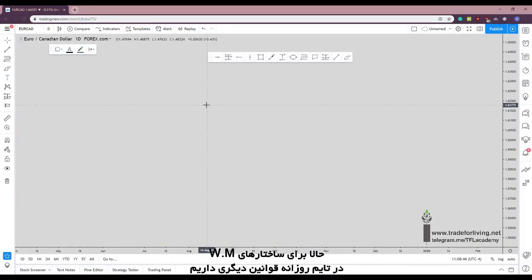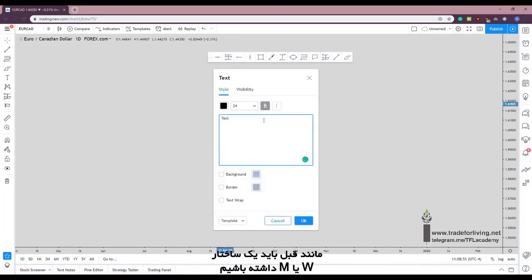Now for the daily time frame W and M formations, however, we will have different rules, but the first rule will obviously be the same. We need to have a W or an M formation, so that rule will be exactly the same. Then the second rule is that if we have a big pattern, then it will be easy to take the trade, because we will have good risk to reward.